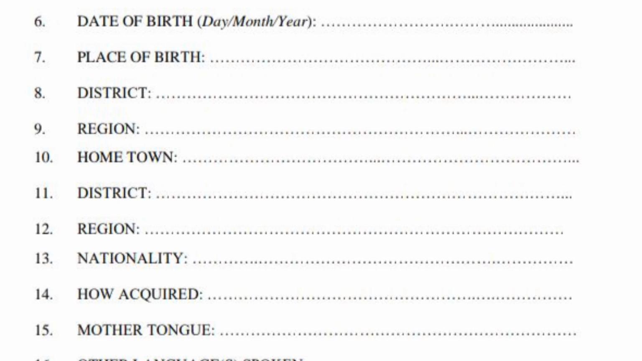I think the district and the region repeated itself, so you just do the continual process as well. Your nationality, you're a Ghanaian. How you acquired your nationality, is it by birth? If it's by birth, you input by birth. Then your mother tongue, as to whether you speak Hausa, Dagomba, Asante Twi, Bono, whatever language it is, you input it there.